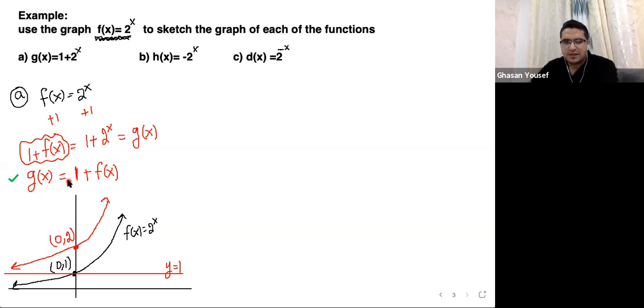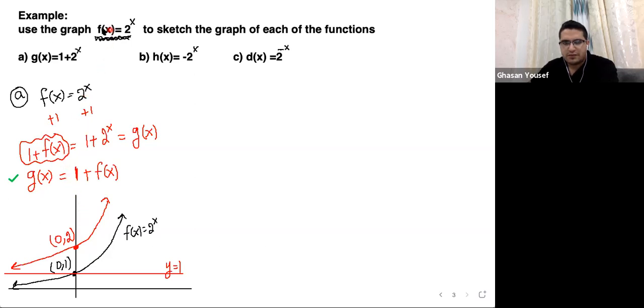Now, because we studied this section before and learned all the rules, to graph the function g of x, we have to graph the function f of x. Then we have to shift it 1 unit up because we added 1. When we add 1 to the function from outside, we shift the whole function 1 unit up.